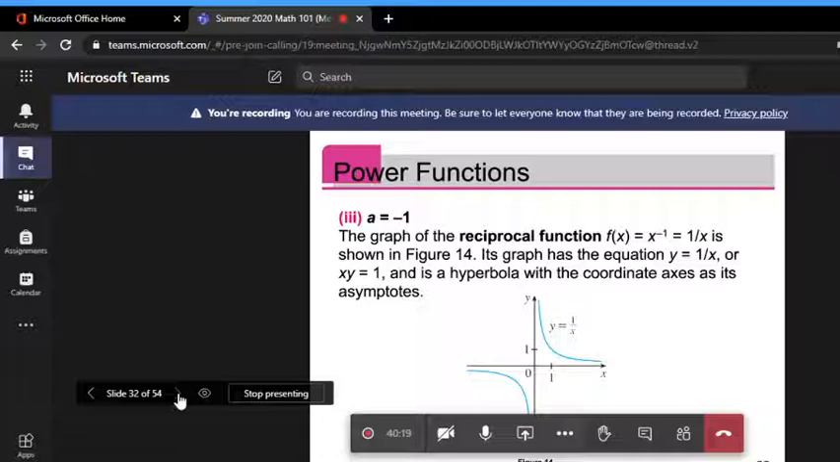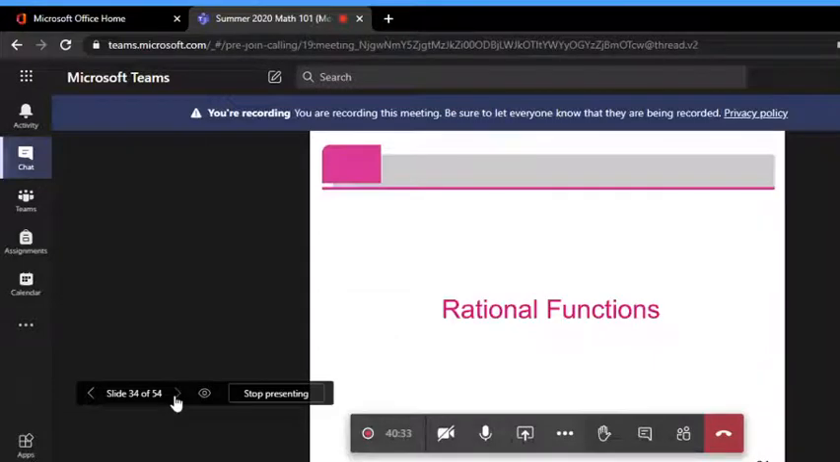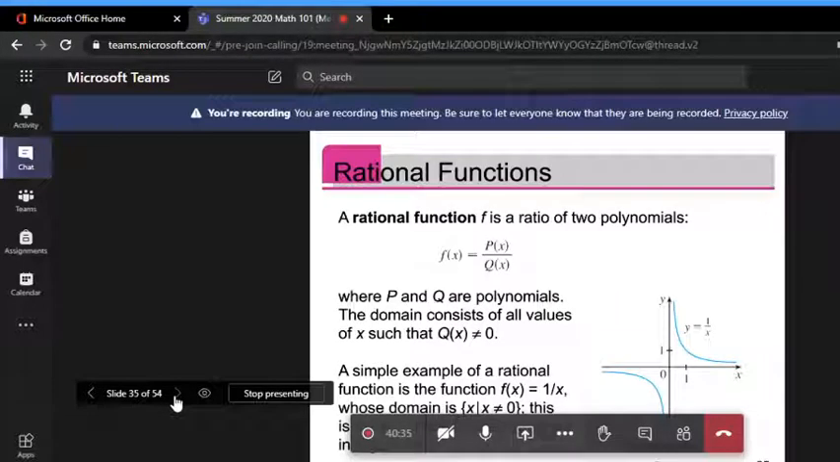So 1 over x is special, and the graph is made up of two pieces like that. We have one piece here and the other piece here. I want you to memorize this picture as well. This is very important. Rational functions are polynomial over polynomial. It's the ratio of two polynomials. For example, 1 over x is a rational function. On top, the polynomial is 1. In the bottom, the polynomial is x.